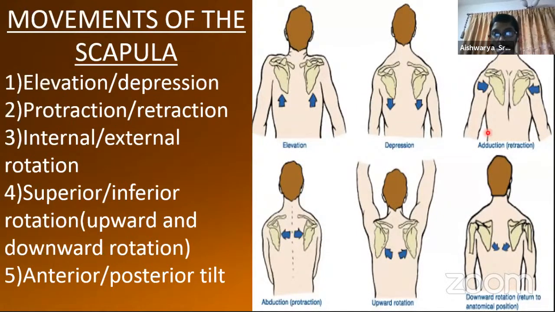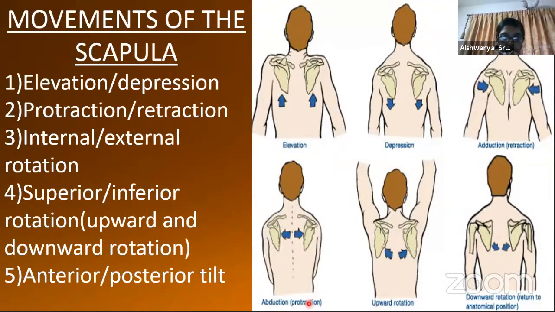Coming to adduction or retraction, this is when both the scapulae are moving towards each other. It's like you're squeezing the shoulders backwards. So that's when they move towards each other, causing retraction. Any pulling movement, like pulling a door open, or when you're doing an exercise, when you're trying to pull the Theraband backwards, that's when you're trying to squeeze your shoulders together and cause the retraction.